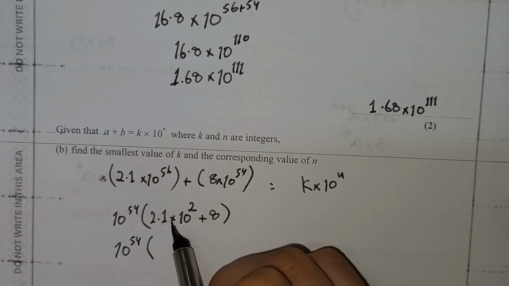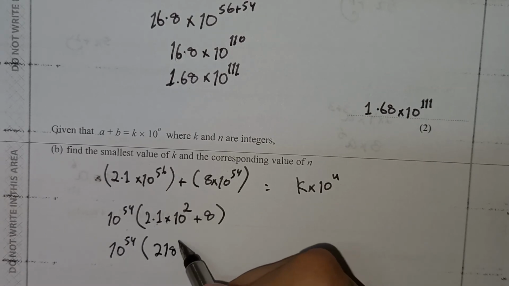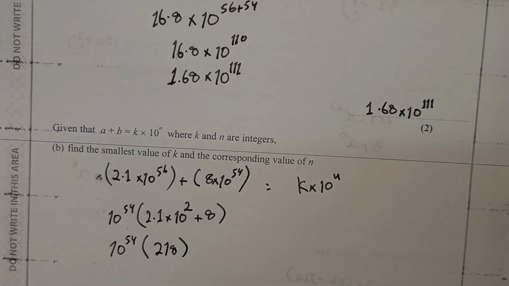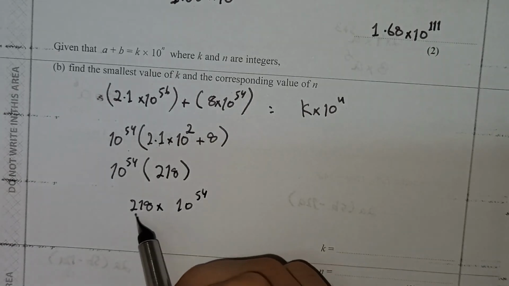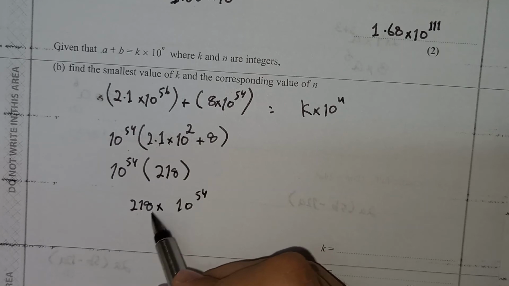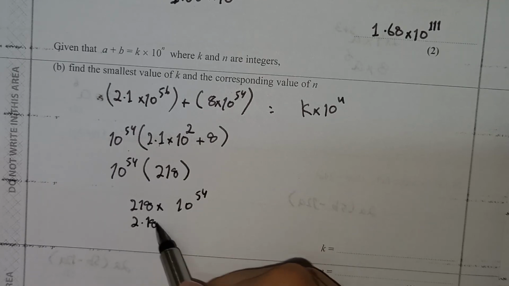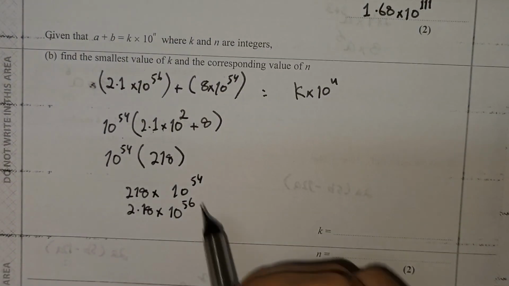So 210 plus 8 gives us 218, or we'll just confirm. Yeah, it is 218 multiplied by 10 raised to the power 54. So we have our equation, but again we have it in 3 digits. This has to be less than 10. So we will move the decimal place 2 places back, which will increase the power by plus 2.